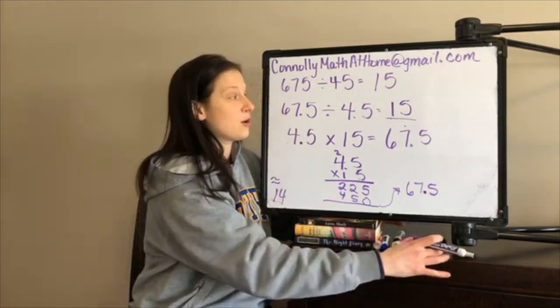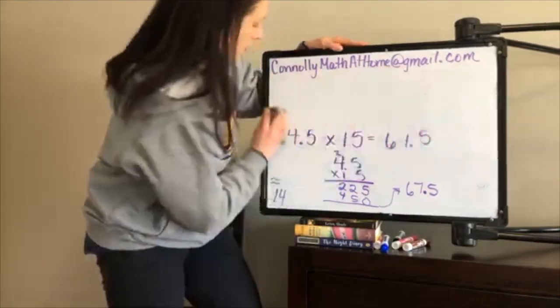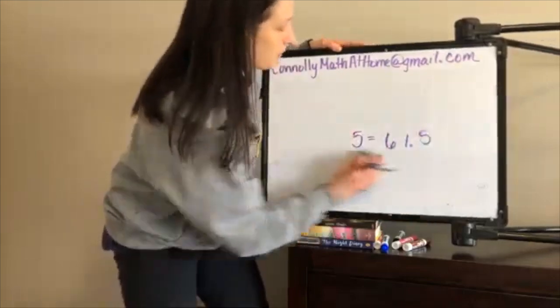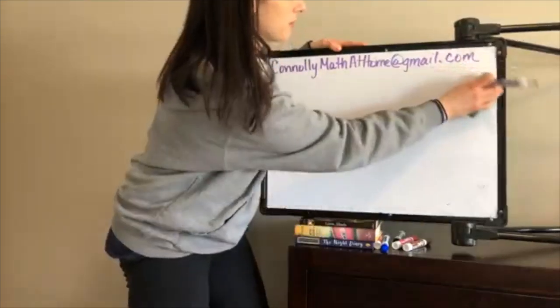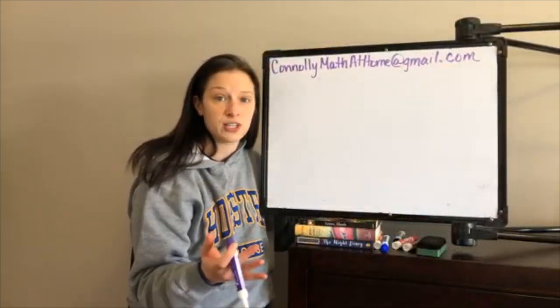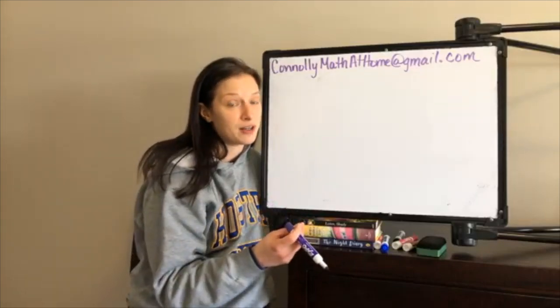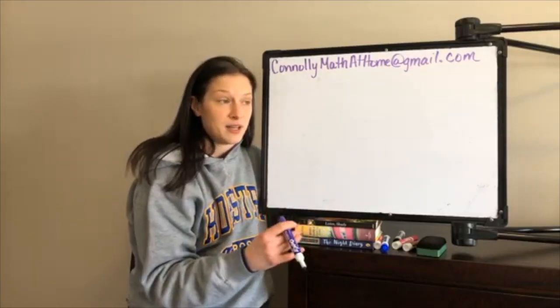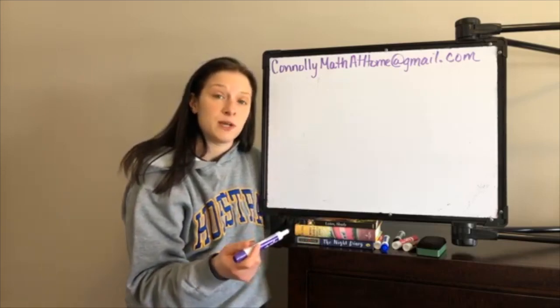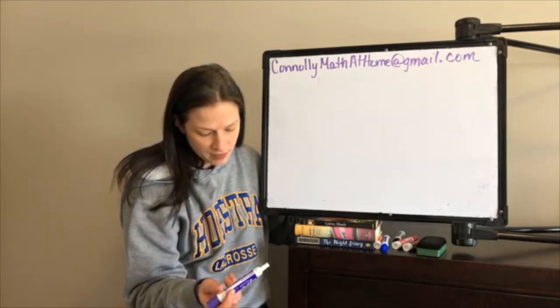Okay, so while I'm erasing, I'm going to review what happened. We made an estimate. We divided as if the numbers were whole numbers. We decided what we had to do with our decimal and our quotient. Did we have to put a decimal somewhere? Did we have to make it 10 times greater? Did we have to make it 10 times smaller? Based on our estimate, we then checked with multiplication to make sure we put it in the correct place. So let's try another example.